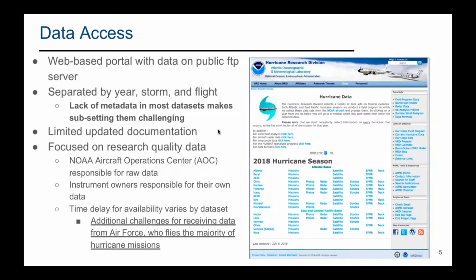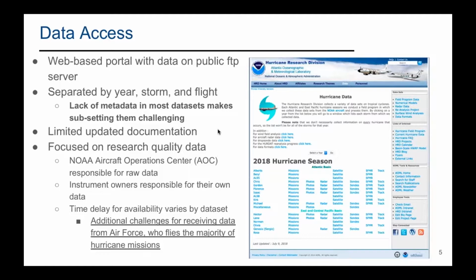Right now, our data can be accessed through a public FTP server and through a web-based portal. It's pretty clunky and outdated and something that we're very much looking forward to improving. So right now, our data is separated by year, storm, and then flight.